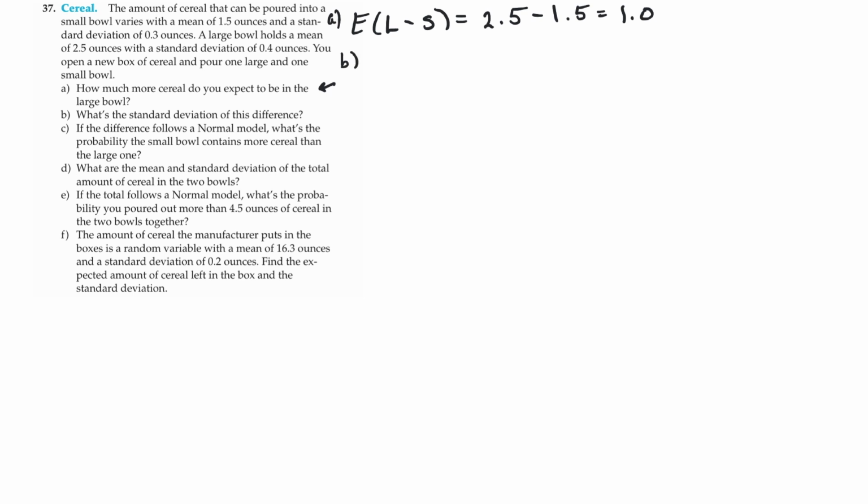In part B, they want us to find the standard deviation of the same thing. If you remember from the previous question, even though we're subtracting here, we're still going to find the standard deviation by adding the variances. So the large standard deviation is 0.4, so we'll square that, plus the small standard deviation is 0.3.